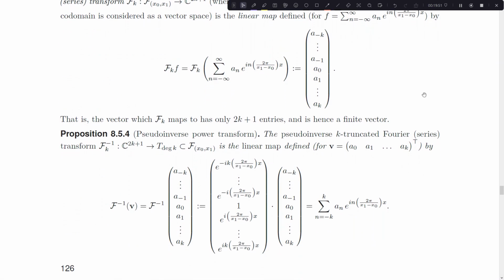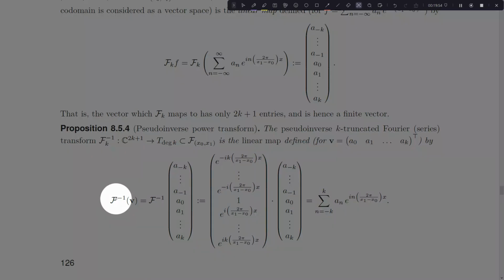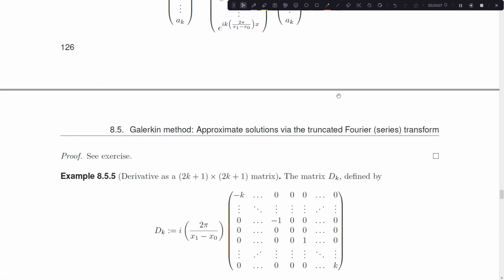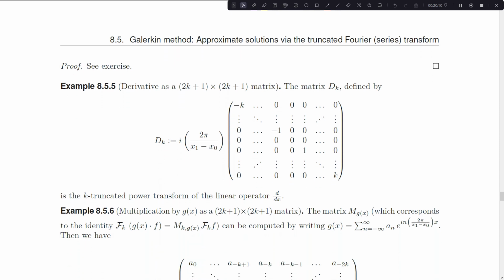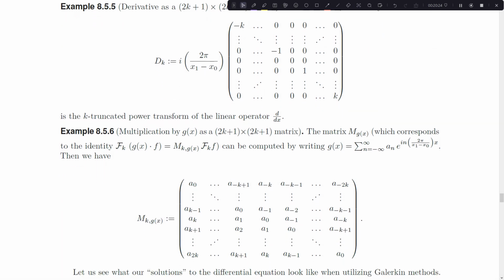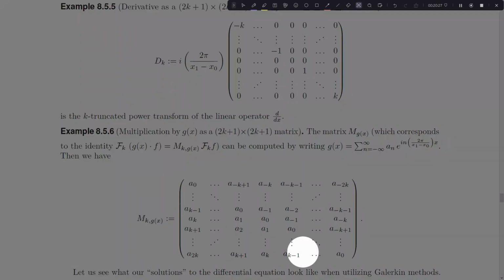Once again, we recover a pseudo-inverse, because if I decide to take F inverse of F sub k, then that's only going to give me a trigonometric polynomial. It won't give me the entire Fourier series, and so I have a pseudo-inverse, which is why I gain an approximation and not the function as a whole. And then our derivative is precisely the same diagonal derivative matrix we had before, but now I've truncated it at 2k plus 1 by 2k plus 1. It's a square matrix that's only that large. The same thing happens if I'm multiplying by g. I have to truncate at 2k plus 1 for my matrix.